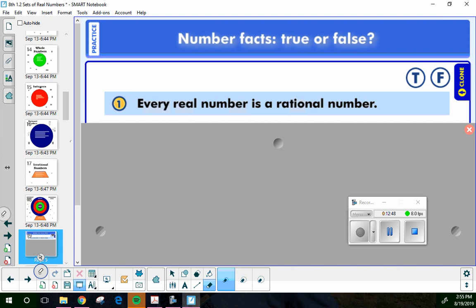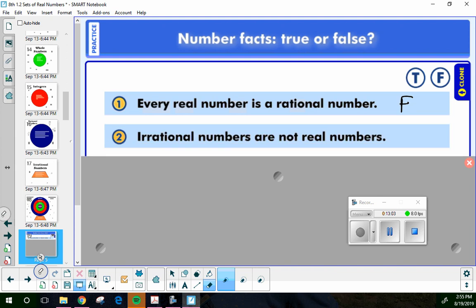All right. Guess what? That is false. Name me a real number that is not a rational number. Pi. Yes, if it's irrational. Very good. Okay. Number 2. Irrational numbers are not real numbers. T for true, F for false. Hold up your boards. Let me see what you got. You should have a big fat F for that. Yes.